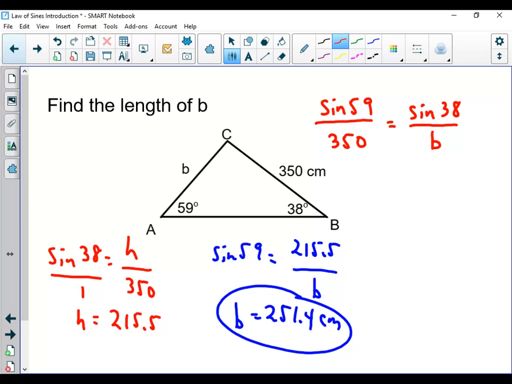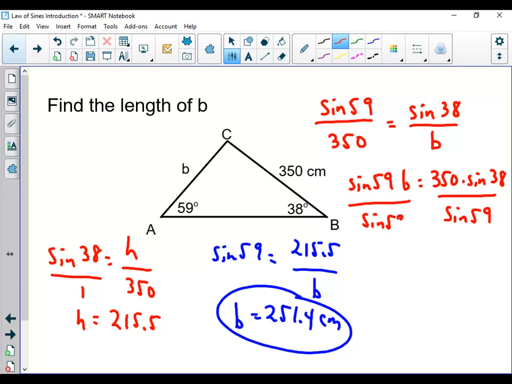Well, sine of 59 I can do on the calculator. Sine of 38 I can do on the calculator. So now I really just need to cross multiply. So if I were to cross multiply, I'm looking at the sine of 59 times b, and it should be equal to 350 times the sine of 38. Which means in order to find b, all I have to do is divide. And from there, it's just a matter of typing that in. So if I type all that in, I would hopefully end up with the same value that we got earlier.